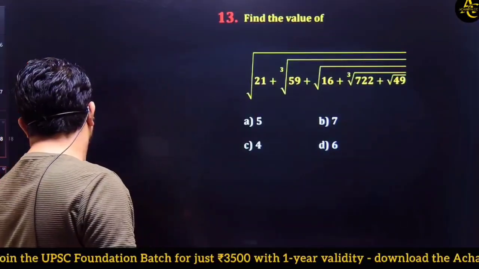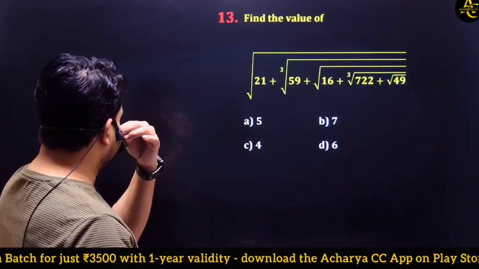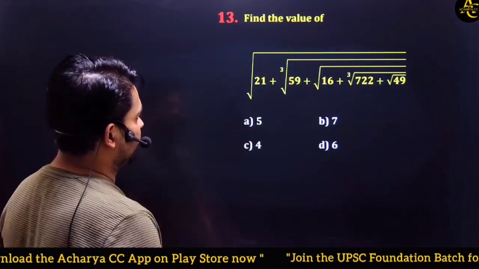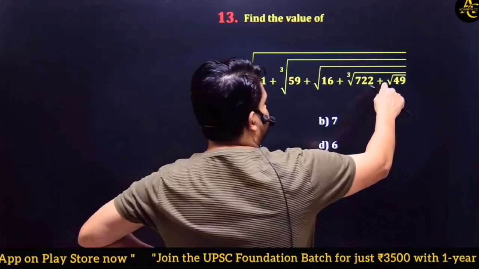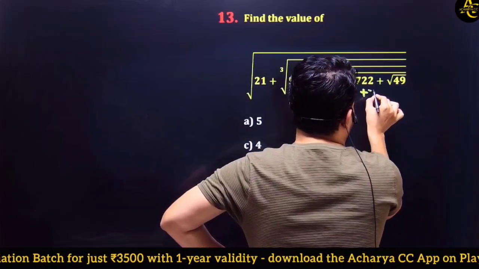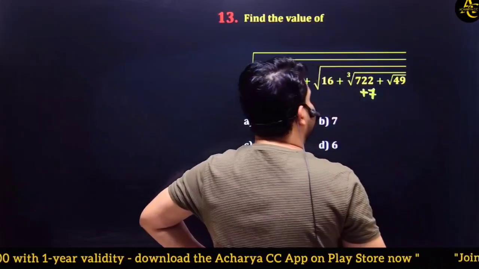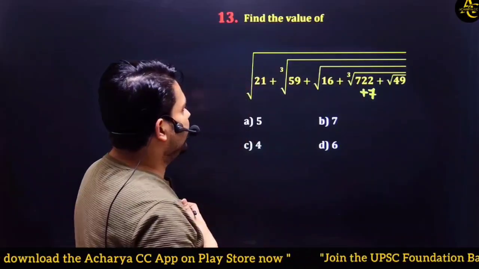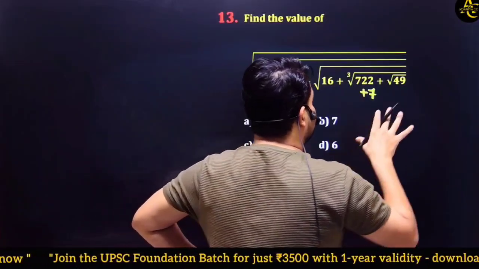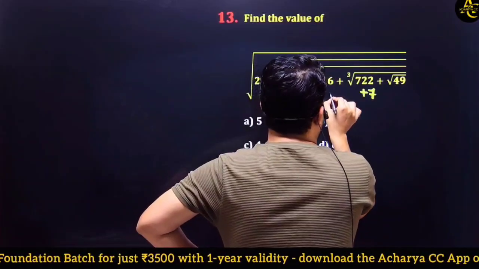Root of 21 plus cube root of 59 plus root of 16 plus cube root of 72 plus root 49. Guys, if you solve root 49, it is 7. If you add the 7 here, it will become 729. And you have to find out the cube root of 729, and the cube root of 729 is 9. So you will add a 9 here.